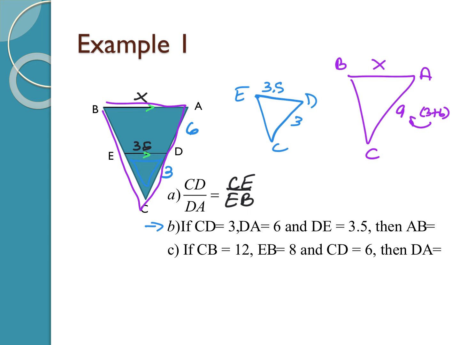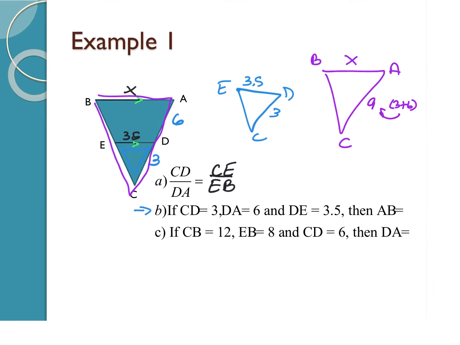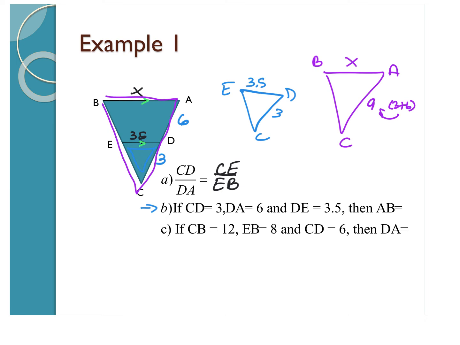So what I need to do here is set up my proportion. So again, I can match my sides. And again, I could put 3 over 9. So again, I could take the CD with the CA. So this is for part B. I'm going to do 3 over 9 is equal to 3.5 over X.